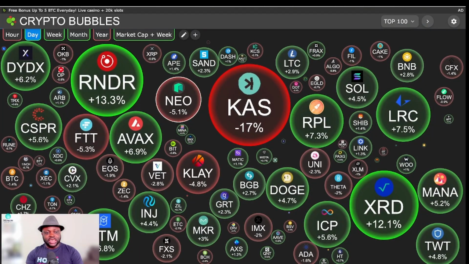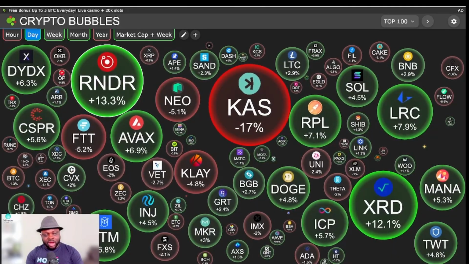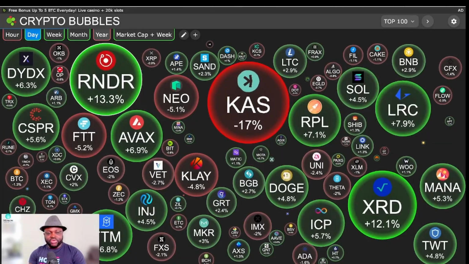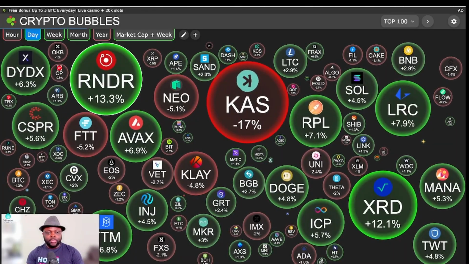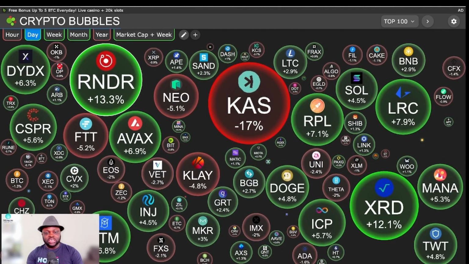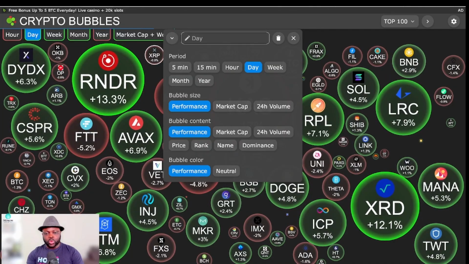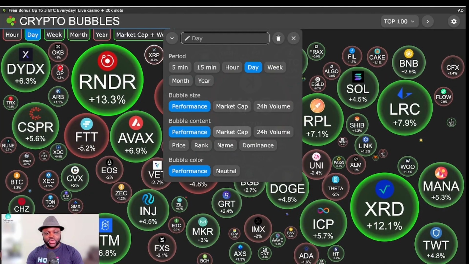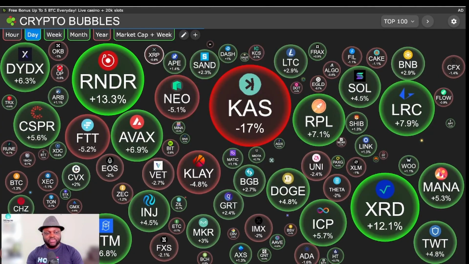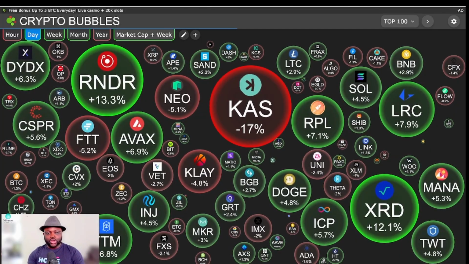So you can see they have the hourly time frame, daily time frame, weekly time frame, monthly time frame, and the yearly time frame. They also have market cap plus weekly, and you can change all of these by going here to use whatever time frame you want. But for this video, I'm going to focus on what I already have here: the 1 hour, daily, weekly, monthly, yearly, and market cap plus weekly time frame.